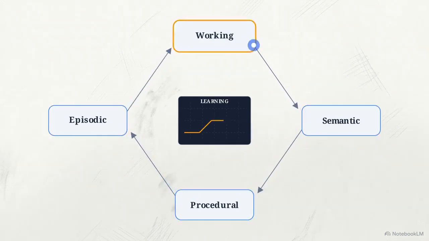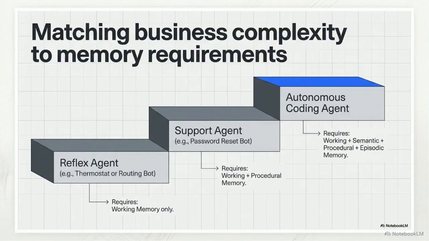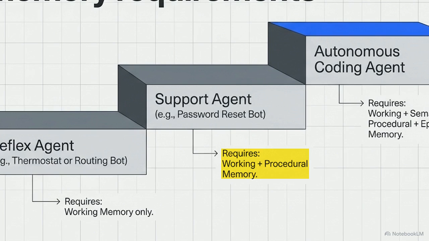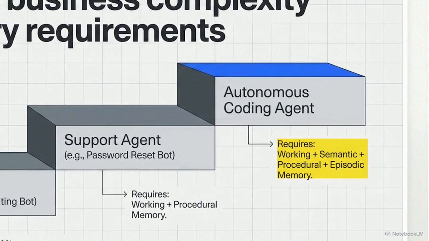Resolving that exercise, this staircase graphic outlines the requirements. A basic reflex bot only needs working memory. A support bot adds procedural memory for its specific task. An autonomous coding agent, handling highly complex business logic, requires all four.